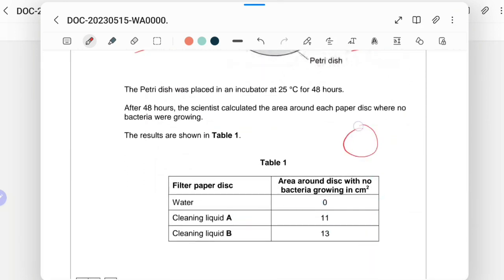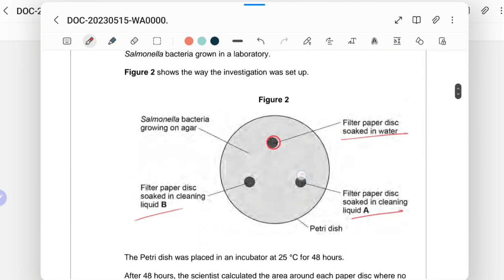So the circumference he saw, you can take time to look through these questions. I didn't want to because of time. From here to here, for water, the filter paper that was placed in water, nothing died. For liquid A, 11 centimeters square, then liquid B, 30 centimeters square. That means liquid B is more effective, because what we're trying to do is look at where bacteria died around there, so you measure that circumference. All right.